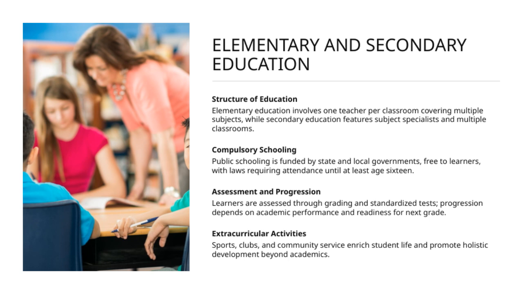Now, regarding compulsory schooling, it's usually funded by state and local governments, which means that public schooling is free for learners. This ensures broad access to education. Laws generally require students to attend school until at least age 16, emphasizing the importance of a minimum level of education for all. Assessment and progression are also key parts of the system.